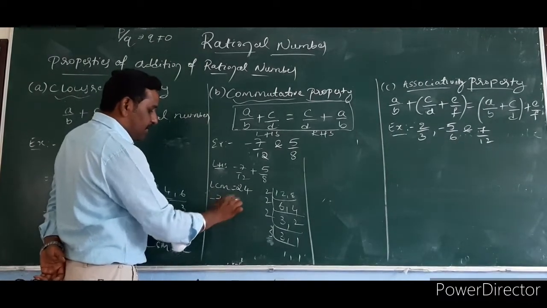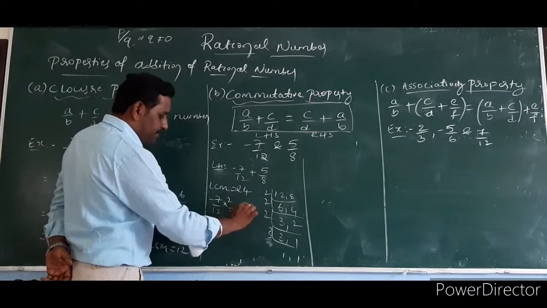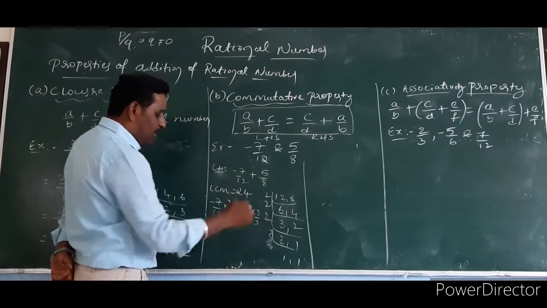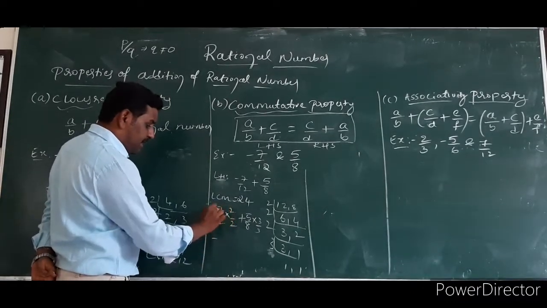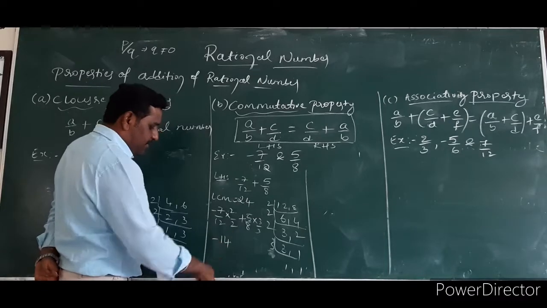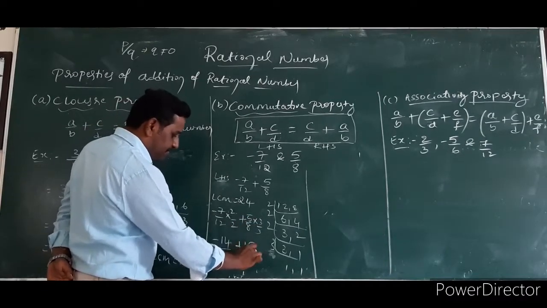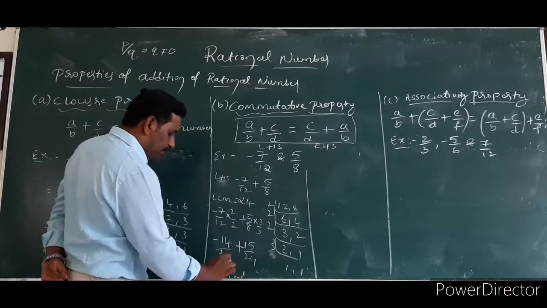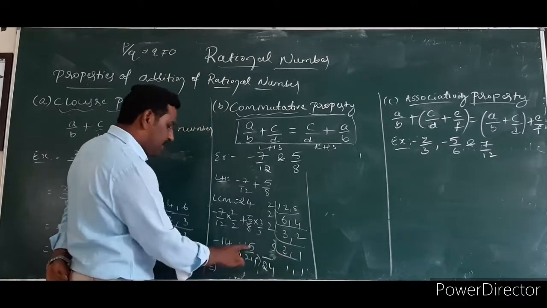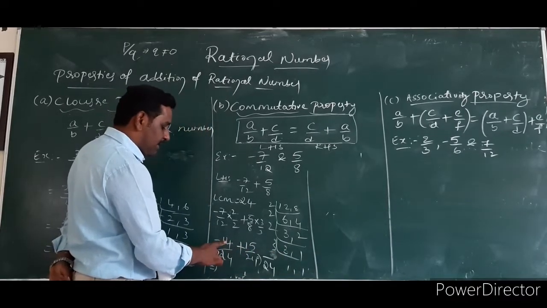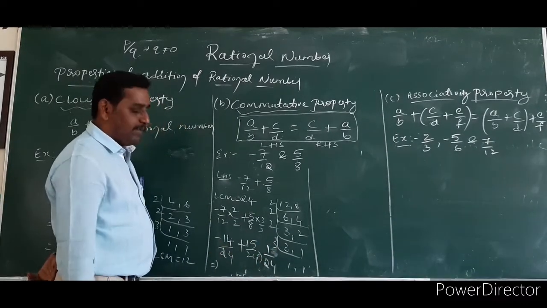Minus 7 by 12: if you want 24 here, it should be multiplied by 2 by 2. 5 by 8: if you want 24, you have to multiply by 3 by 3. 7 twos are 14, and plus into minus, minus. So minus 14 by 24 plus 5 threes are 15 by 24. In 24, 15 plus minus 14 gives 1. What is the answer here? 1 by 24.